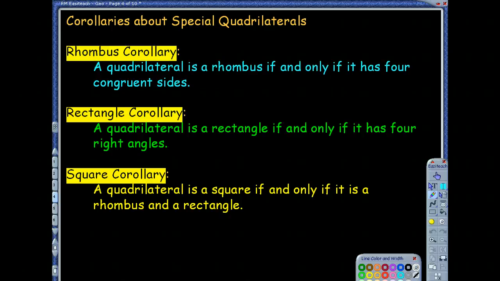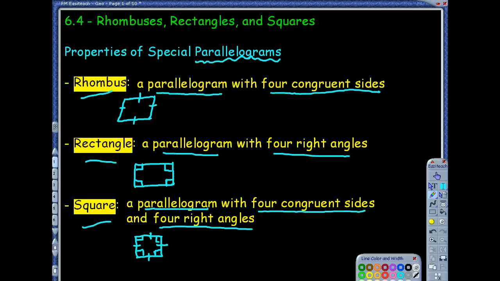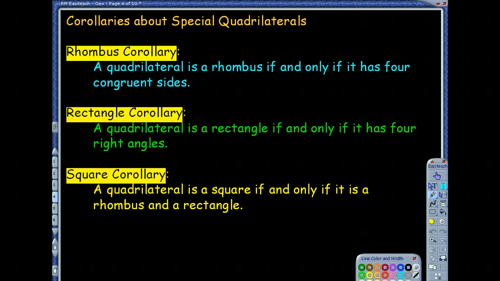Rectangle corollary: a quadrilateral is a rectangle if and only if it has 4 right angles, and so forth. They're all biconditional statements, and technically definitions are biconditionals. However, the only thing that makes this different from the definitions, if you go back to that definition slide, is that the definitions all say something about parallelograms. So this slide just says, you have a quadrilateral with 4 congruent sides, which basically means rhombus.